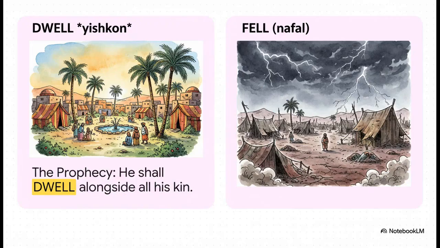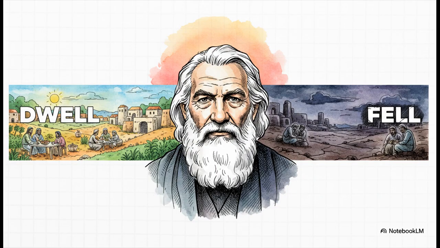So here's the problem, plain and simple. An earlier prophecy said that Ishmael's descendants would dwell alongside their relatives, live there, be established. But this final verse says they fell alongside their relatives. And in the original Hebrew, these are two totally different words, yishkon versus nafal. So what gives? Did the prophecy just not come true, or is there something deeper going on here? And once again, it's Rashi who comes in with this just beautiful, elegant solution.